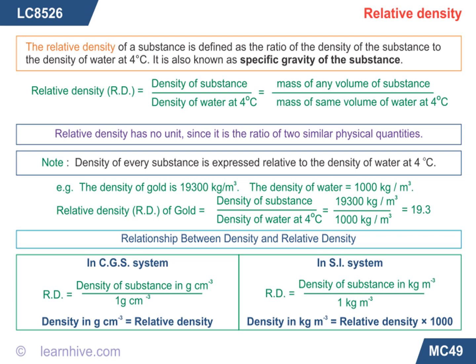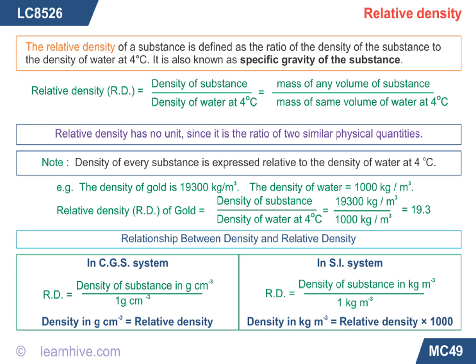Relative density. What is relative density? The relative density of a substance is defined as the ratio of the density of the substance to the density of water at 4 degrees Celsius. It is also known as specific gravity of the substance. Relative density, otherwise specific gravity of substances. Okay.